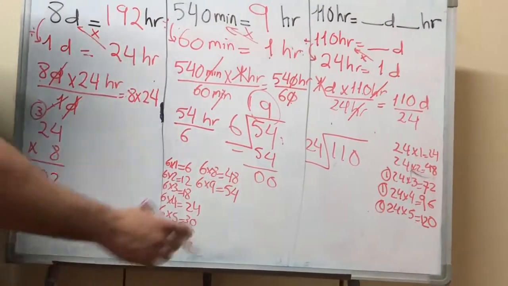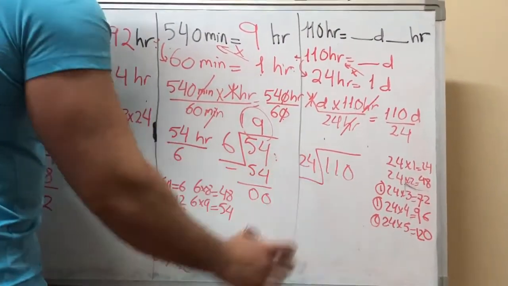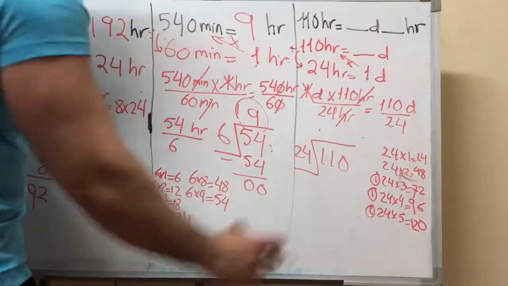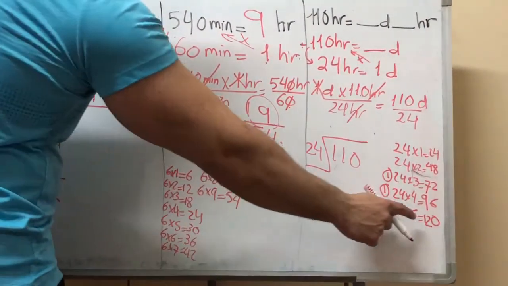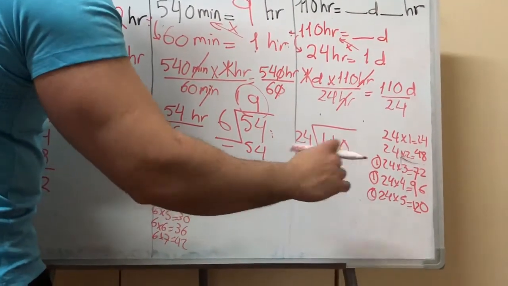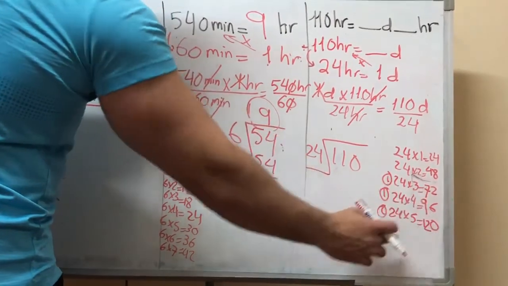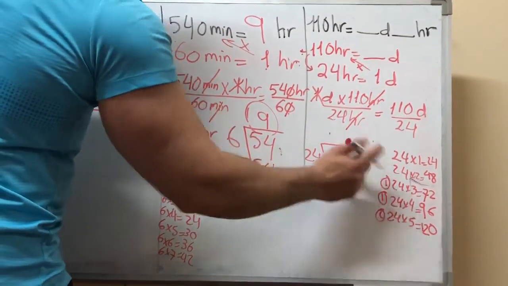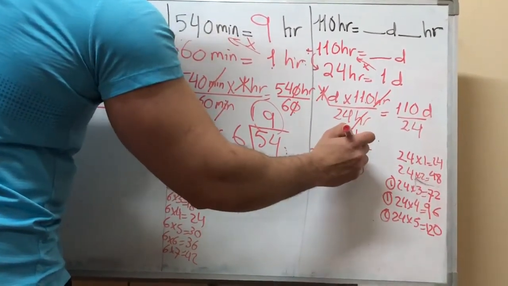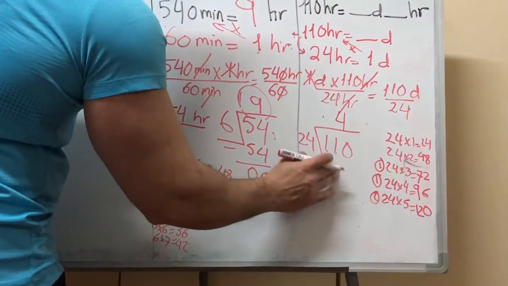Okay, so can the 24 fit inside the 1? No. Can it fit inside the 11? No. Can it fit inside the 110? Yes. How many times? Do I have 110 here? No. What is the number that is directly less than 110? It's 96, okay? So it's gonna fit 4 times. So 4 here, 4 multiplied by 24 is 96.